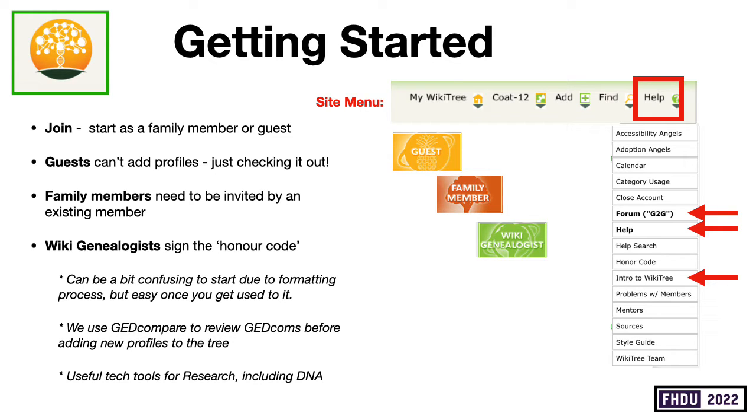If it says forum, G2G, that's our question and answer forum, genealogist to genealogist. And help is a help index. And further down the page, it's not highlighted, but Introduction to Wikitree is very useful when you first start, to give you some ideas about how to do things on Wikitree. And it steps you through that process in a logical sort of way.